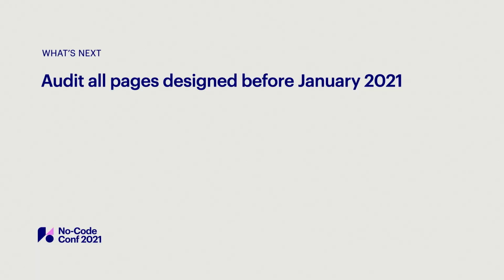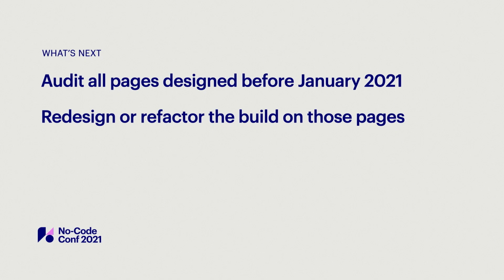Our design and development processes are much better now, but there's still a lot for us to learn and to work on. Here's what's next for us. Since the beginning of 2021, we've designed lots of new pages for campaigns, new features, but the pages that we designed before 2021, before we learned all of this about accessibility, need some attention. We'll be auditing those and then redesigning or refactoring the build as needed to make those pages more accessible.